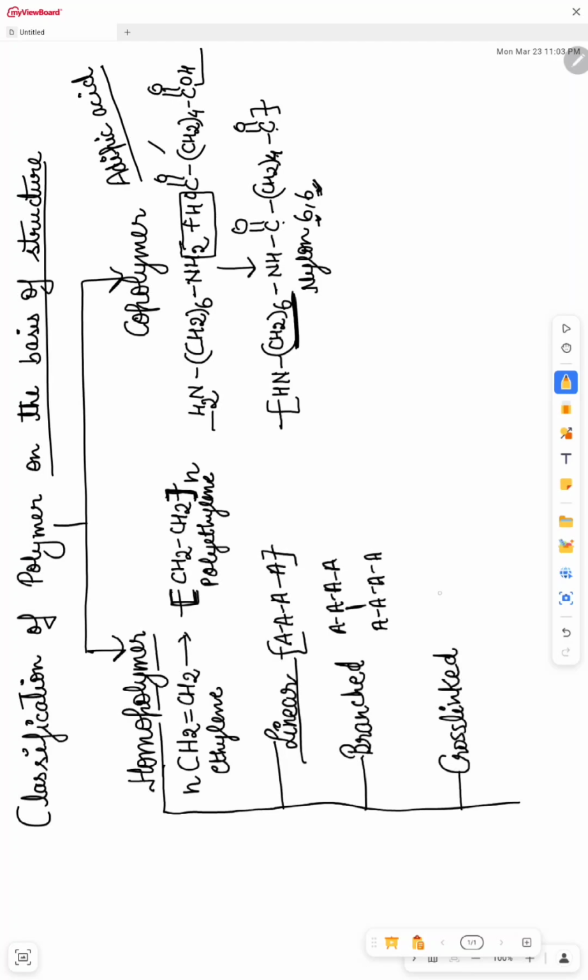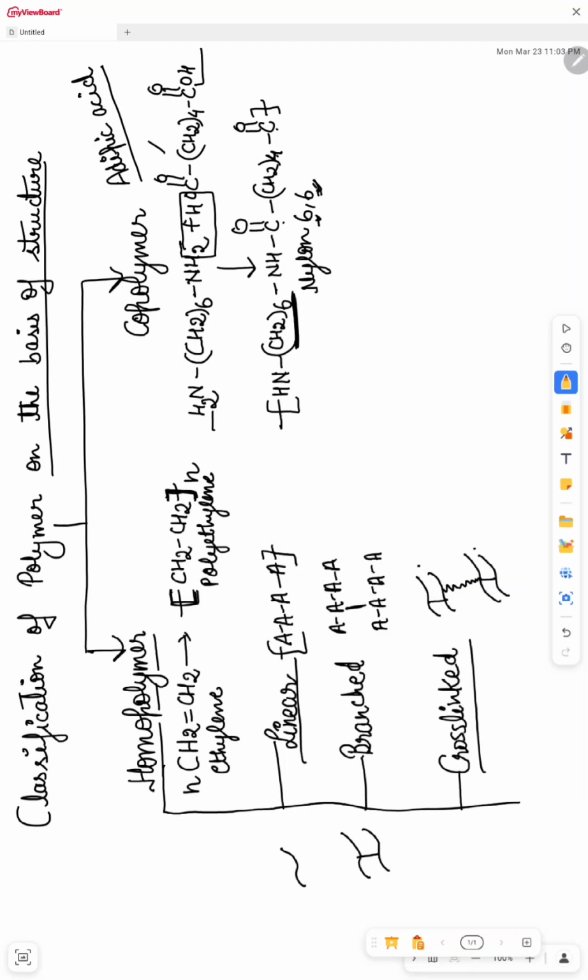So what about the cross-linked? You can write also like this. This is the linear, this is the branching. And what about cross-link? If two branch structures, see, these are two branch structures. One branch is this, another branch is this. This is one branch, this is the second branch, and they are connected with each other. So this is the cross-linked.